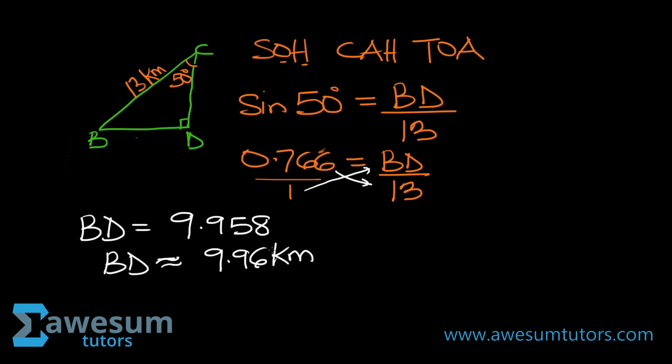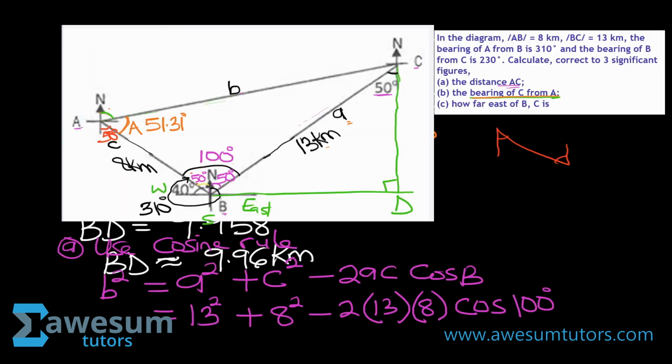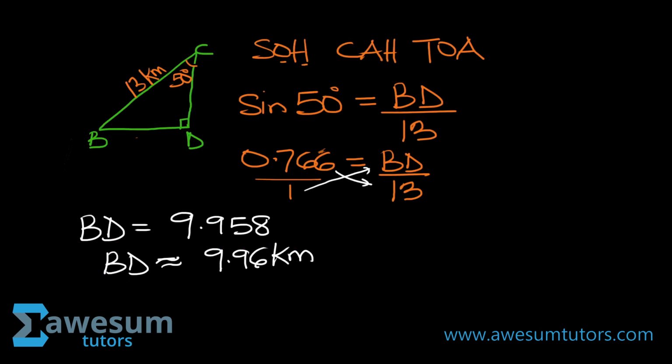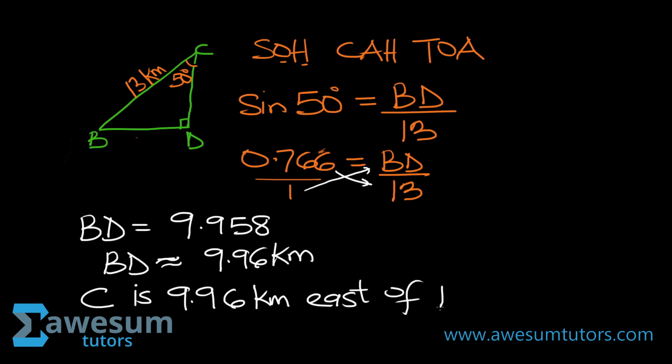The answer is in kilometers, because our question is in kilometers. So in that case, we can say that C is 9.96 kilometers east of B. Very good, guys. I hope you all understand this solution.